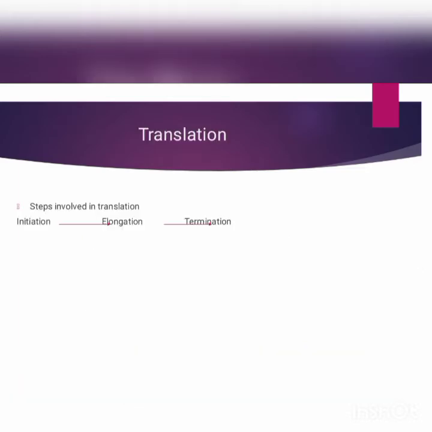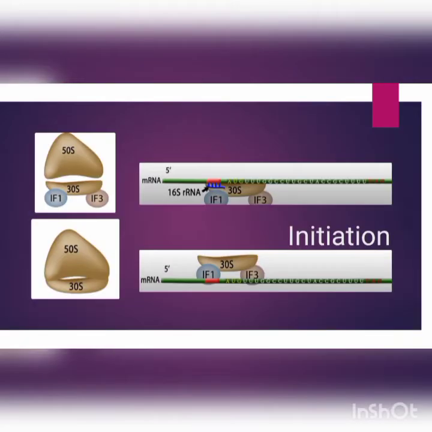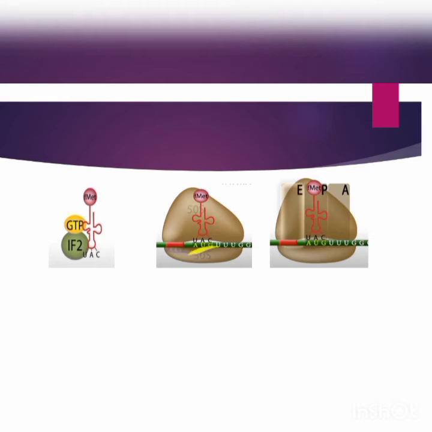Now move towards translation. Translation is the conversion of messenger RNA into proteins. The smallest subunit gets separated from the largest subunit with the help of 2 initiation factors known as IF1 and IF3. This complex then binds the purine-rich sequence known as the Shine-Dalgarno sequence.